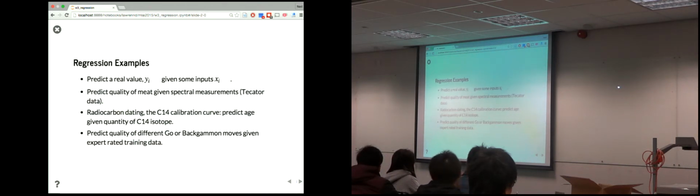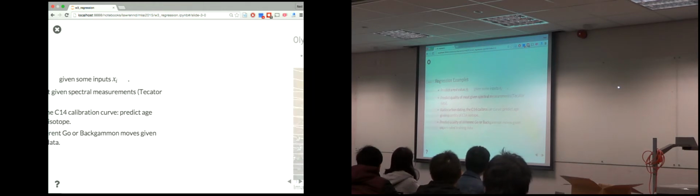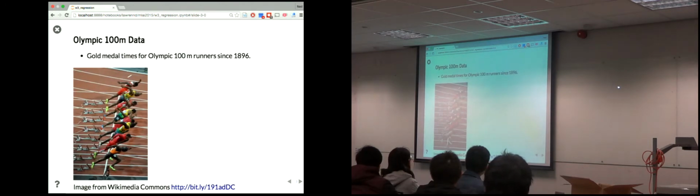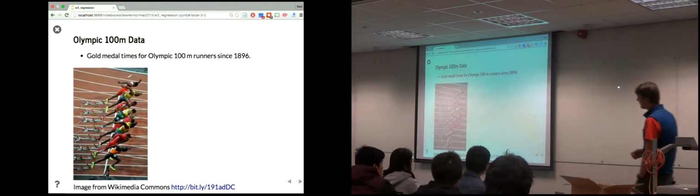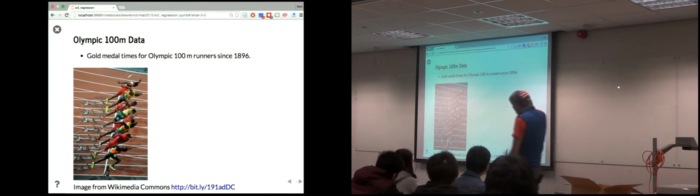So we've already talked about regression. I've had these examples up before. So predict a real value y given some inputs x. So in the book, you'll see that they use this data here. This is from the 2012 Olympics.